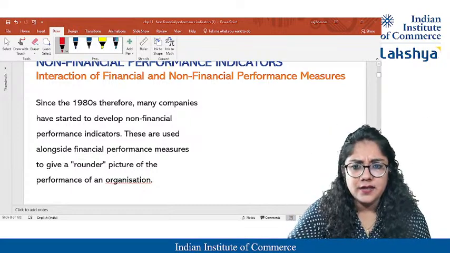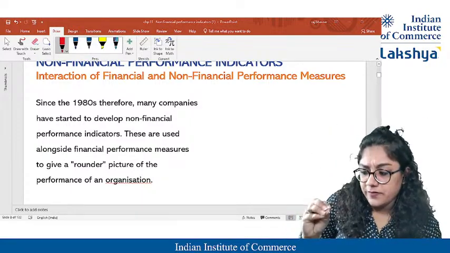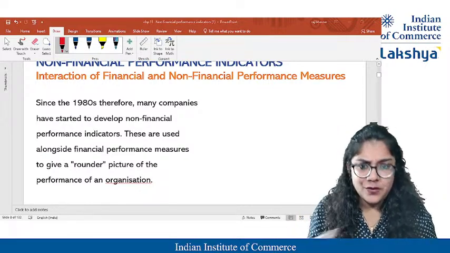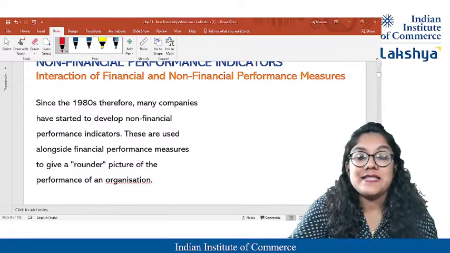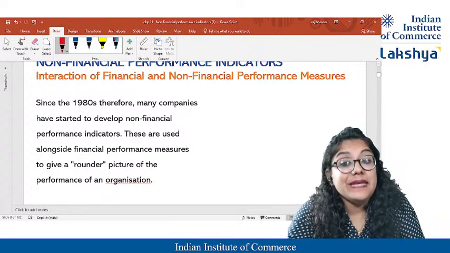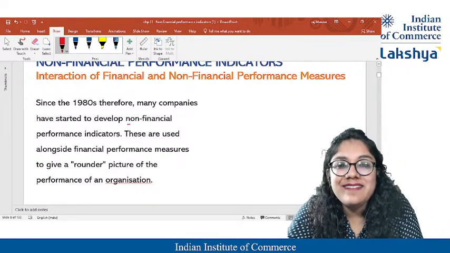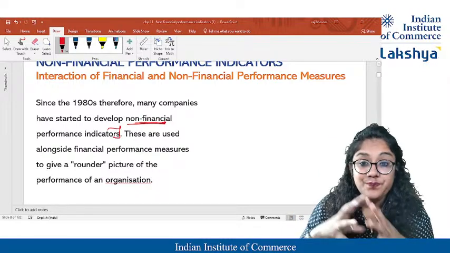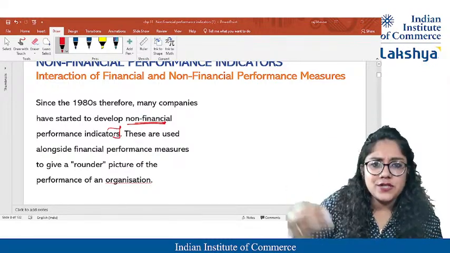Okay, up next, since 1980, we know that the companies have thought it's not just the financial figures. It's more than that. So what are those? Since 1980, many companies have started to develop non-financial performance indicators, and they are used along with financial figures.